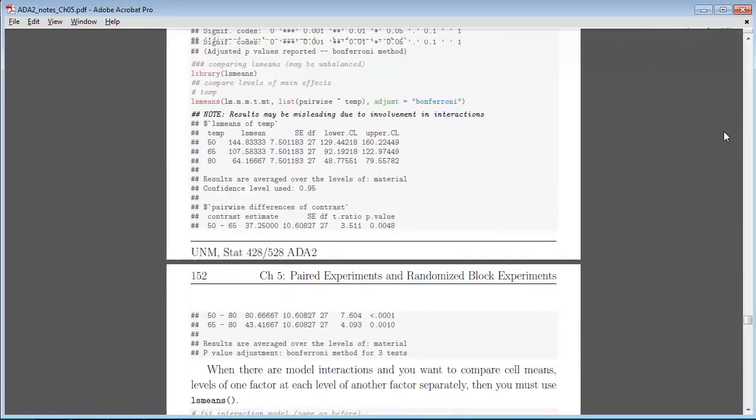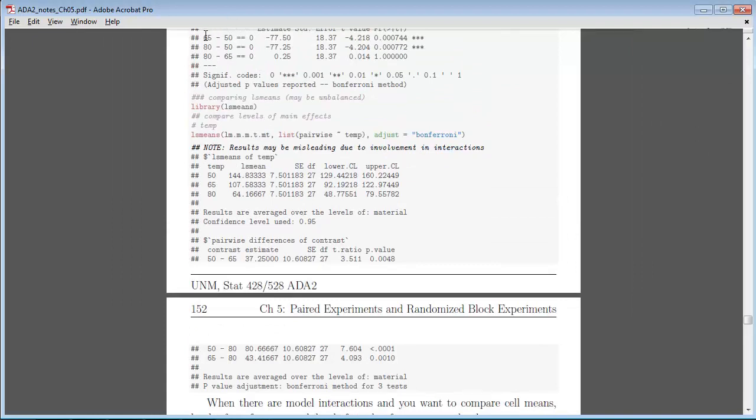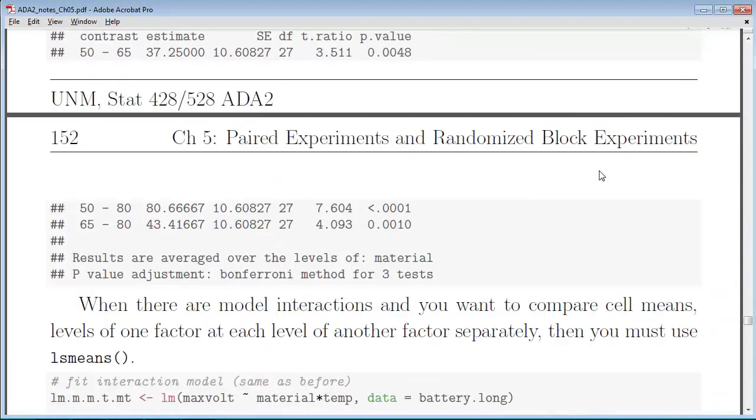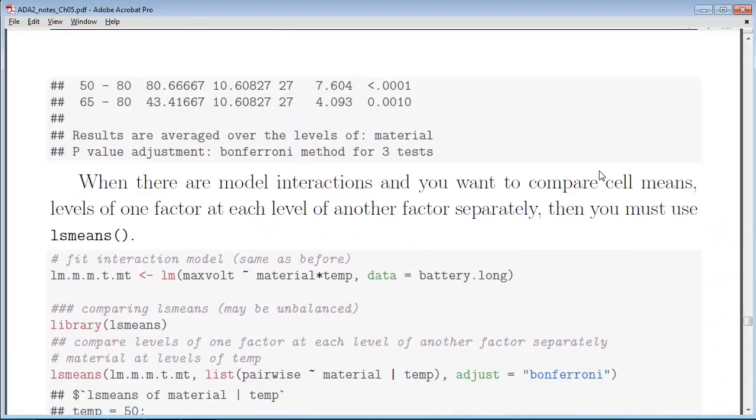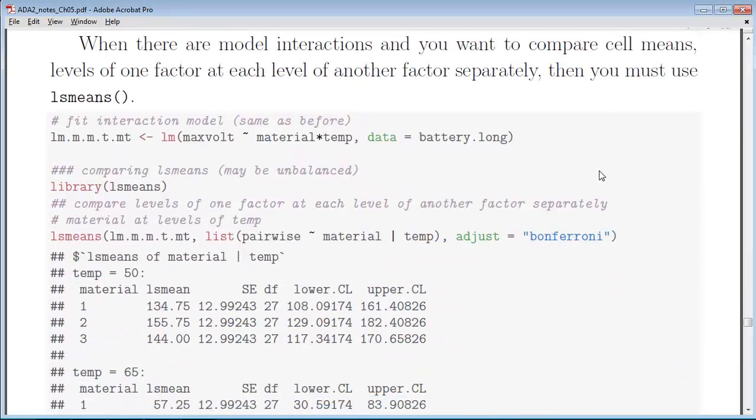Let's see, I wanted to get both of those on the screen at the same time. Okay, these numbers up here are clearly different from these numbers. So both of them give you a warning. And my suggestion is to not interpret the main effects, generally speaking, when you have interaction. So this is where lsmeans allows us to interpret conditional factor level differences.